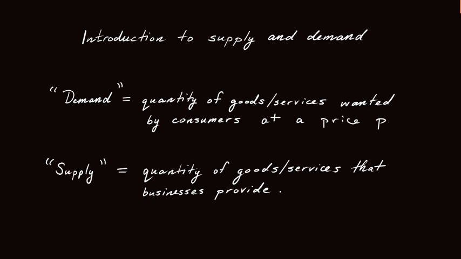Same thing with supply, the quantity of goods and services that businesses provide at a price P. So the suppliers are willing to provide more if the price is higher. If they can get a higher price, they'll provide more things. So we can think of these both as functions of P. So we have, in other words, Q, the quantity that's demanded, is a function of P, D of P and S of P. So S is for supply and D is for demand.